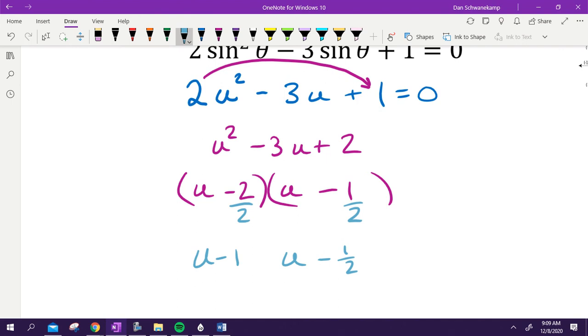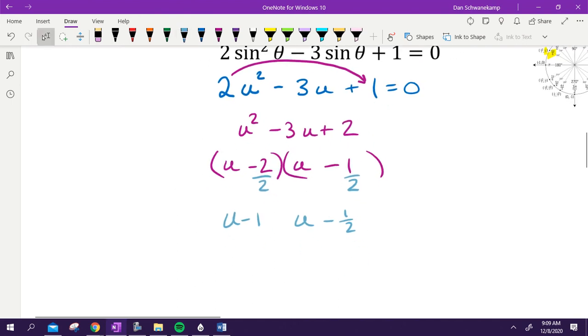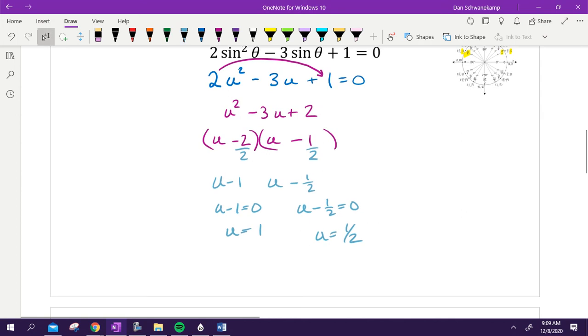Everybody good to there? I factored. Now what do I want to do if I want to solve it? u minus 1 equals 0, and u minus 1/2 equals 0. I'm going to solve it, so u equals 1, u equals 1/2. We just solved, like every other problem we would ever solve. Now what we're going to do is actually solve it with sine. We did it all with u to get to this point, which is great. But now we're going to resubstitute back in. We started off by taking out sine and making it u. Well, now we're going to take out u and plug back in sine and get to the place where we really wanted to solve, which is answering this thing.